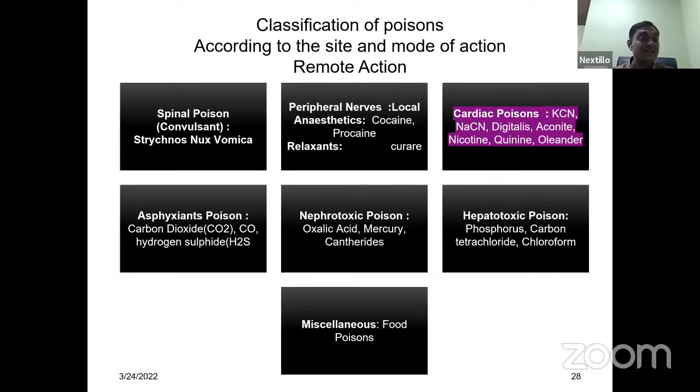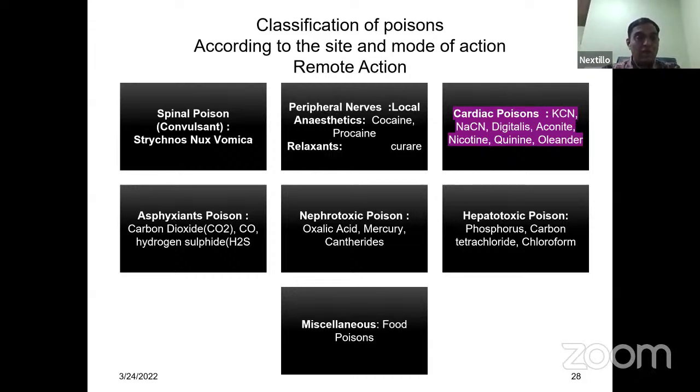In the classification of poisons according to mode of action and remote action, the spinal poisons cause convulsions, and we have strychnos nux vomica. For peripheral nerves, we have cocaine, procaine, and curare. Cardiac poisons are sometimes very dangerous: potassium cyanide, sodium cyanide, digitalis, aconite. We have asphyxiants: carbon dioxide, carbon monoxide, and hydrogen sulfide, H2S, which is sometimes the deadliest gas. We have nephrotoxic poisons: oxalic acid, mercury, cantharides. Hepatotoxic poisons: phosphorus, carbon tetrachloride, chloroform. And miscellaneous is food poison.